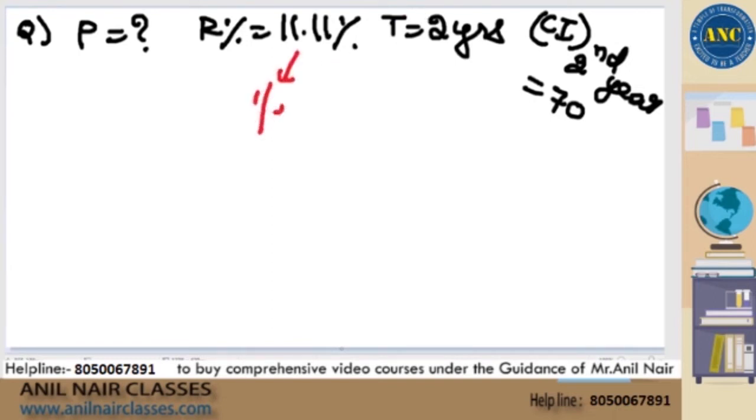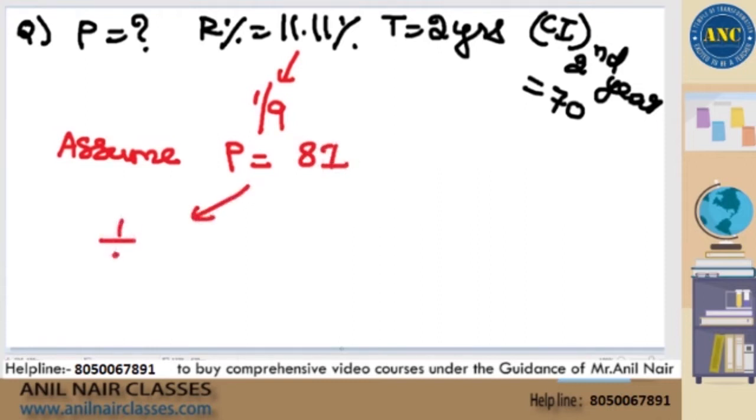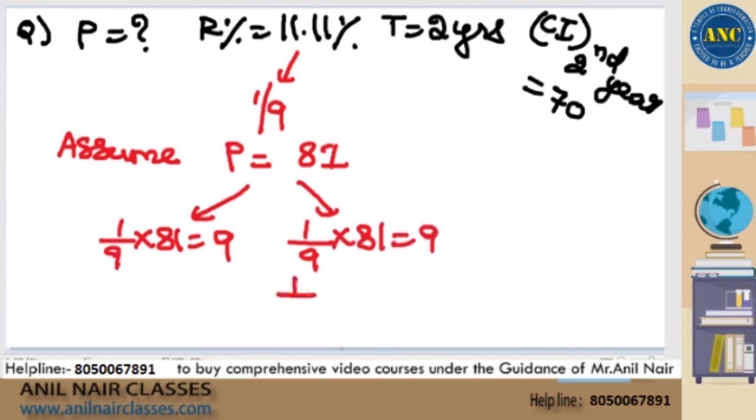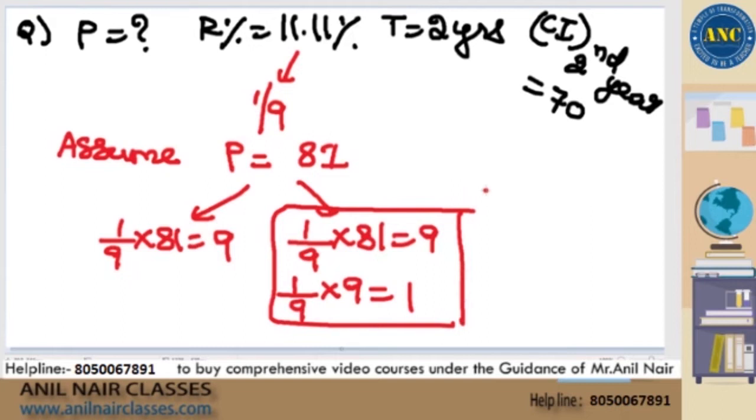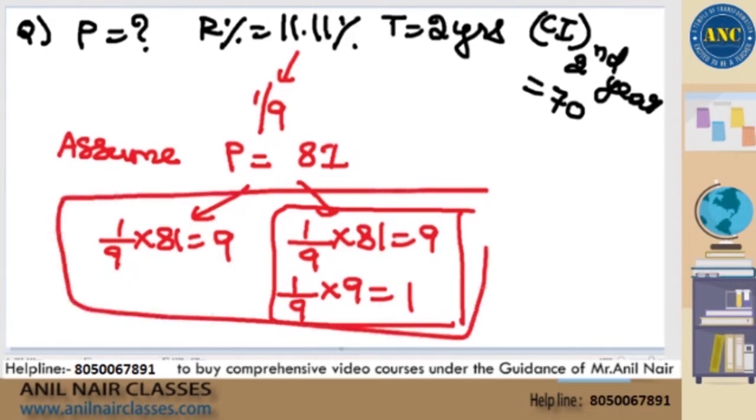11.11 is 1 by 9. Once you understand, you can practice it. You will come to know that you can solve very fast. So this is nothing but assume principal is 9 square, 81. First step, 1 by 9 of 81 is 9. Second step, 1 by 9 of 81 is 9. There will be an interest on interest. 1 by 9 into 9 is 1. This is CI for the second year.